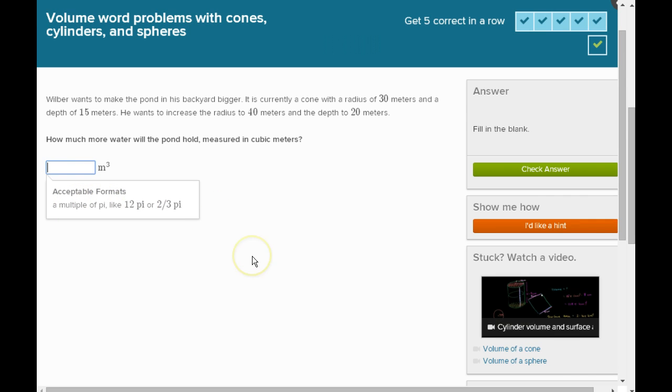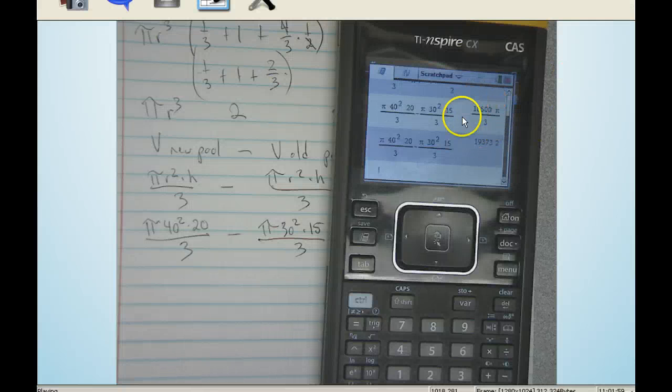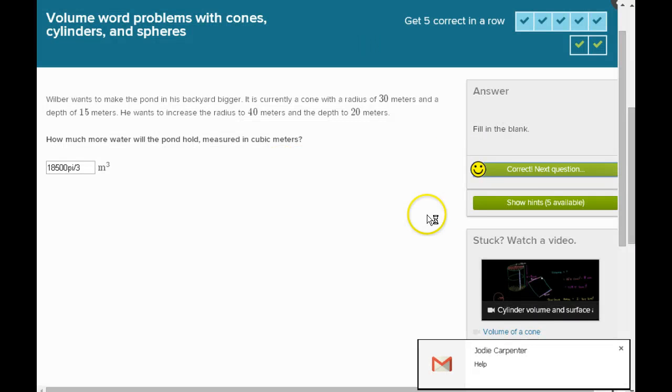So we have got to put in 18,500 pi over 3. So 18,500 pi over 3. Okay. See if it lets me put it in like that. There it is. Okay. Very nice from my calculator. Just gave me the exact answer. I could work that out, but it's just so much easier to do it by using the calculator.